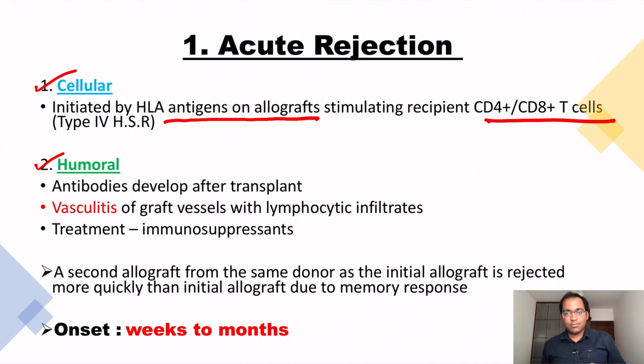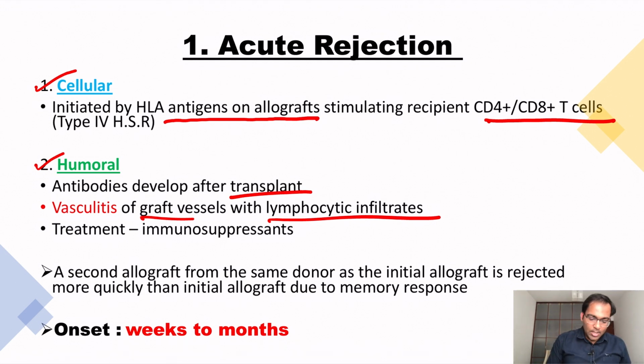Humoral immunity means B cells and antibodies, and cellular immunity means T cells. In the humoral process, we have antibodies that develop after transplant and they cause vasculitis. What is vasculitis? Vasculitis is basically inflammation of a vessel. So there will be a vasculitis of graft vessels with lymphocytic infiltrates. Now how to treat this? You use immunosuppressants to treat this kind of problem.